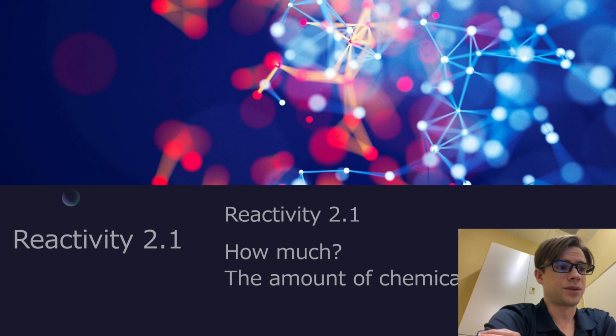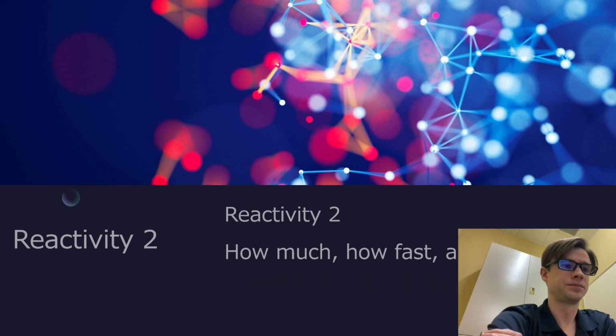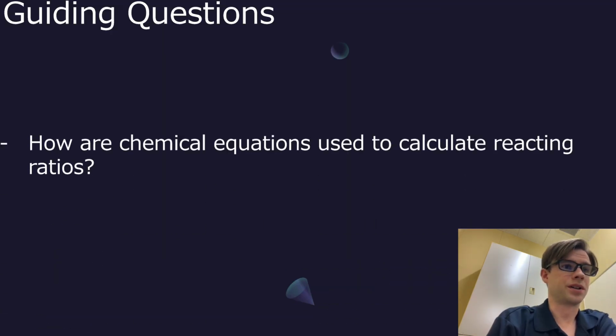So this is now Reactivity 2, Reactivity 2.1. So we're looking at how much, how fast, how far. I think in this section we're starting with how much first, the amount of chemical change. So the guiding question for this section is just one: how are chemical equations used to calculate reacting ratios?